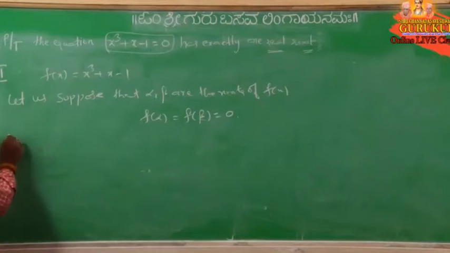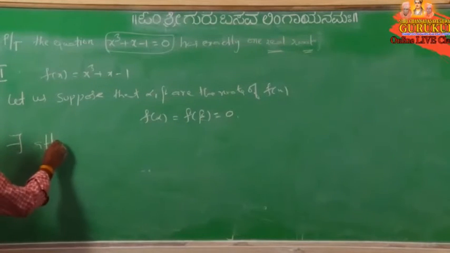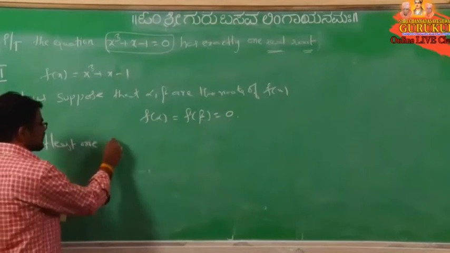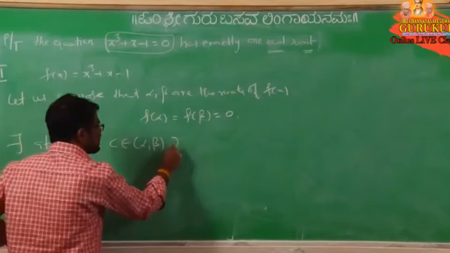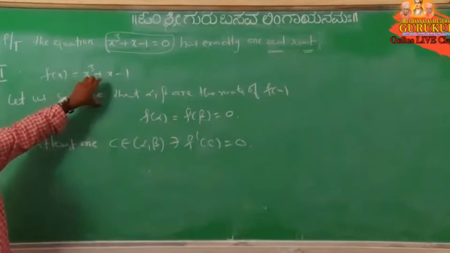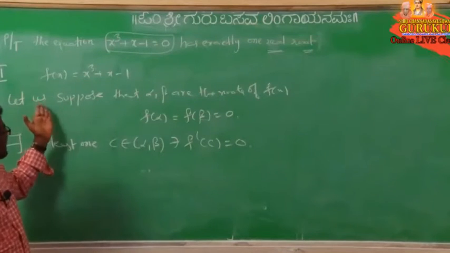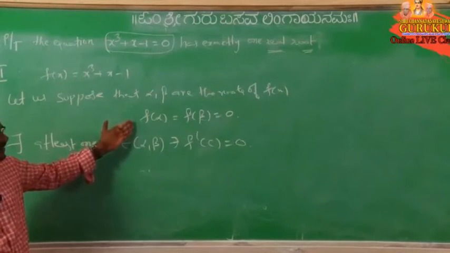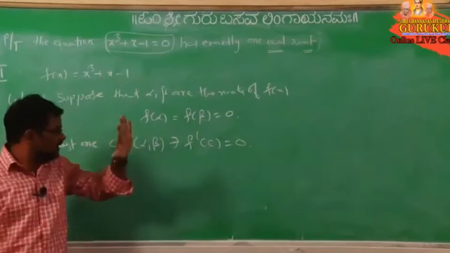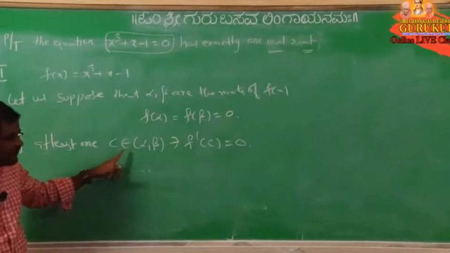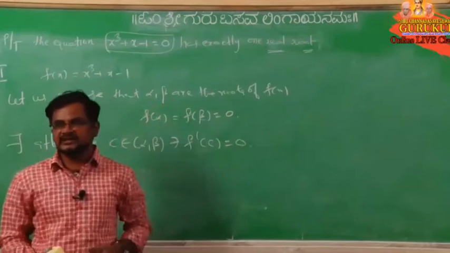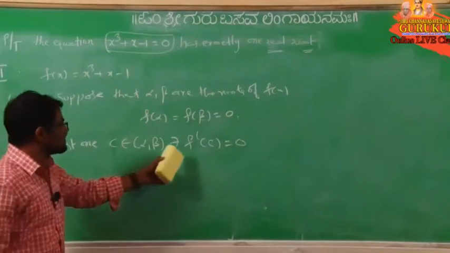Then there exists at least one c belonging to alpha, beta such that f dash of c equals 0. Whenever alpha, beta are the roots of this equation, it satisfies the three conditions of Rolle's theorem, so by Rolle's theorem there exists at least one point in alpha, beta at which the first derivative equals 0. Now f dash of c equal to 0.